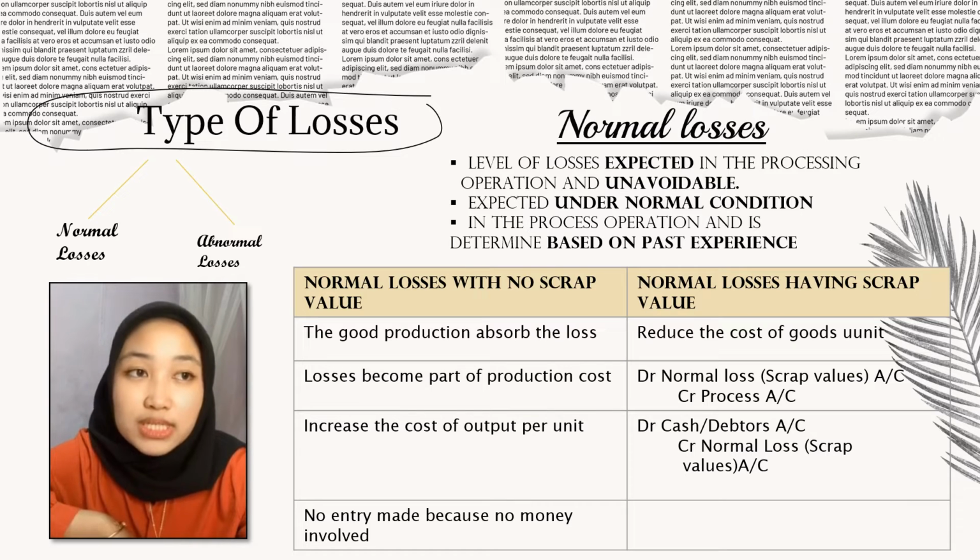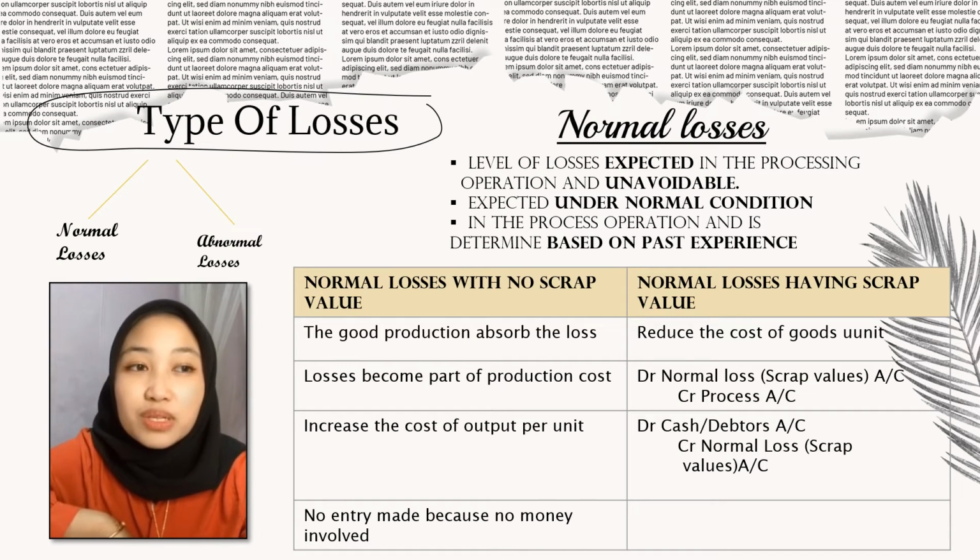Normal loss is a level of loss expected in a processing operation and it is an unavoidable loss. These losses are expected under normal conditions and determined based on past experience. Normal losses can be divided into two, the first being normal losses without scrap value. For these losses, the good production will absorb the loss. The normal loss will become part of production cost and increase the cost of output per unit. No entry is involved since no money is involved in these losses.